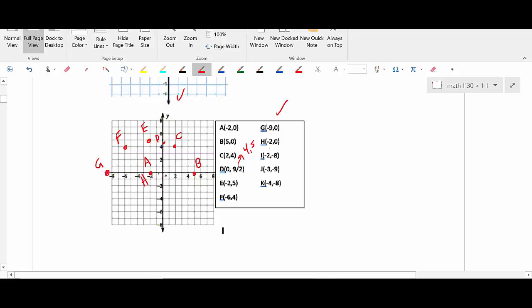And then I is -2, -8, left 2, down 8. So that's where that's located. And then J is -3, -9. So that's a little bit out of range, so I'll go like that. And then K is -4, -8, so that's left 4, down 8 like that. Okay, so that's what you have. Does everybody remember how to plot points? I'm not going to spend any time on that.